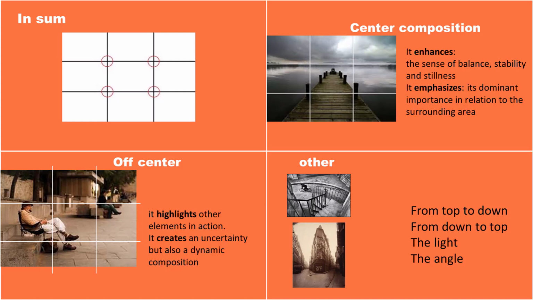The center composition of the top right image enhances the sense of balance, stability, and stillness. It emphasizes its dominant importance in relation to the surrounding area. The off-center at the bottom right image highlights other elements in action. It creates uncertainty but also a dynamic composition. Other components of the image include the lighting, which highlights emotion and movement, and the angle of view, which enhances the progression of the surroundings. Now you can try to map and narrate.